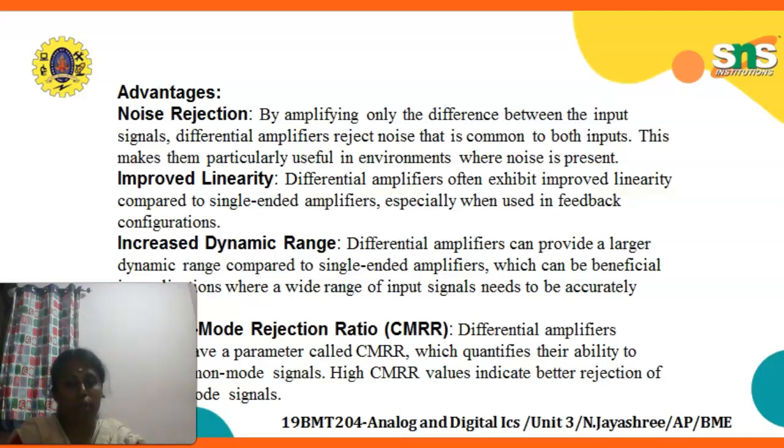Next one is common mode rejection ratio. Differential amplifiers typically have a parameter called common mode rejection ratio, which quantifies the ability to reject common mode signals, and a high CMRR value indicates better rejection of common mode signals.